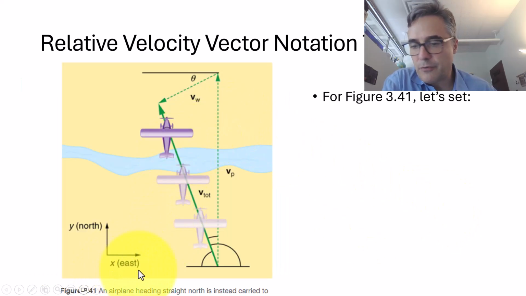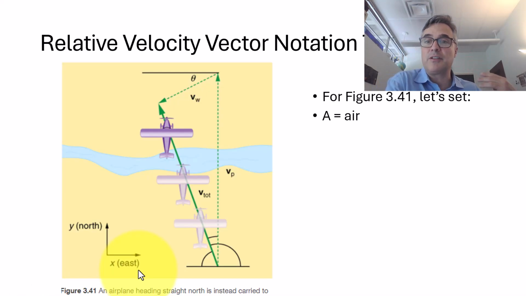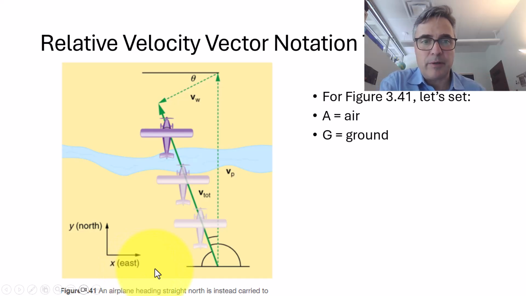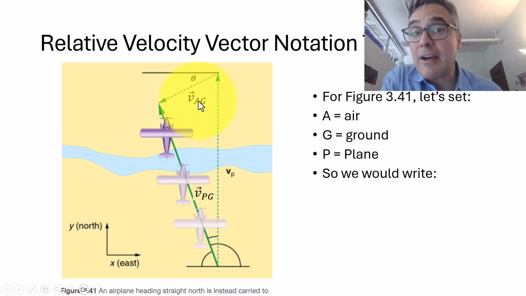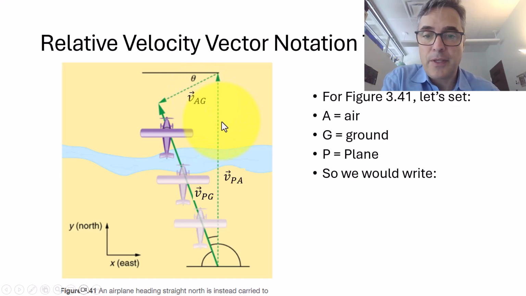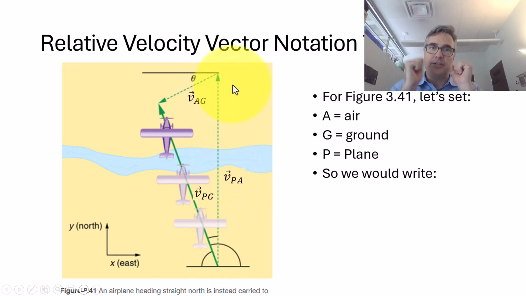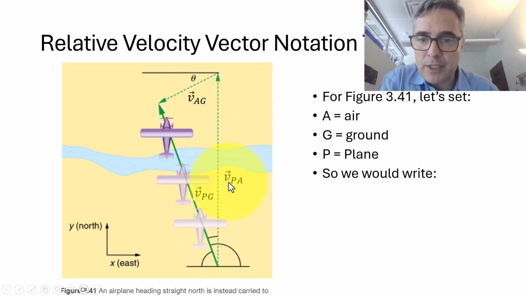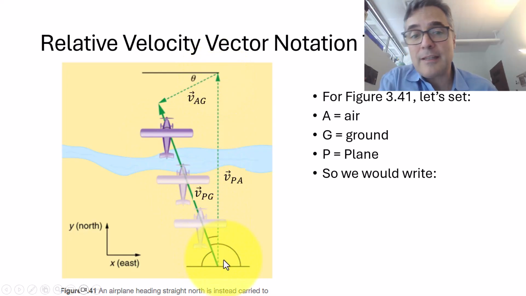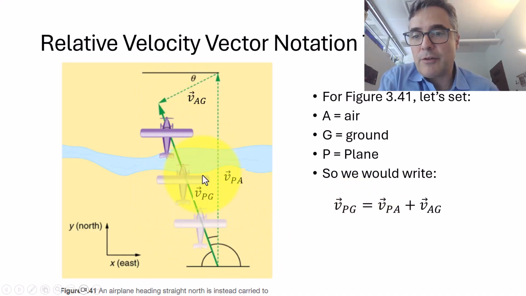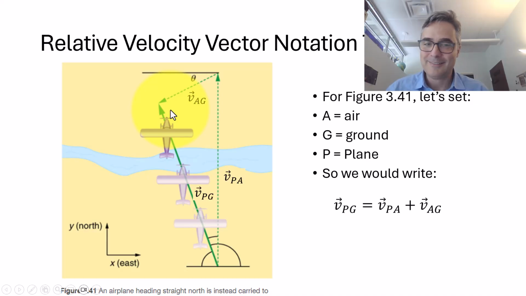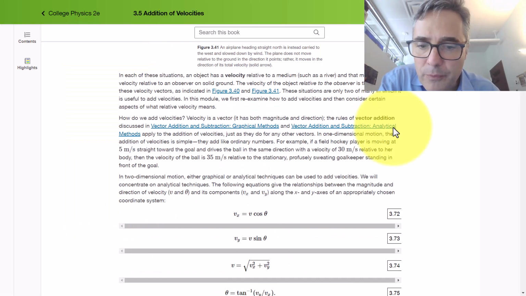Similar for figure 3.41, except I would say that there's air. So if you talk about air, ground, and plane, the velocity of the wind is the velocity of the air relative to the ground. And then the plane, if they're steering their plane directly in the north direction here, then the velocity of the plane relative to the air points north. So what you find there is the velocity of the plane relative to the ground, which is kind of important if you're trying to aim for a particular airport or something like that. So once again, any way you want to set these up is fine with me.